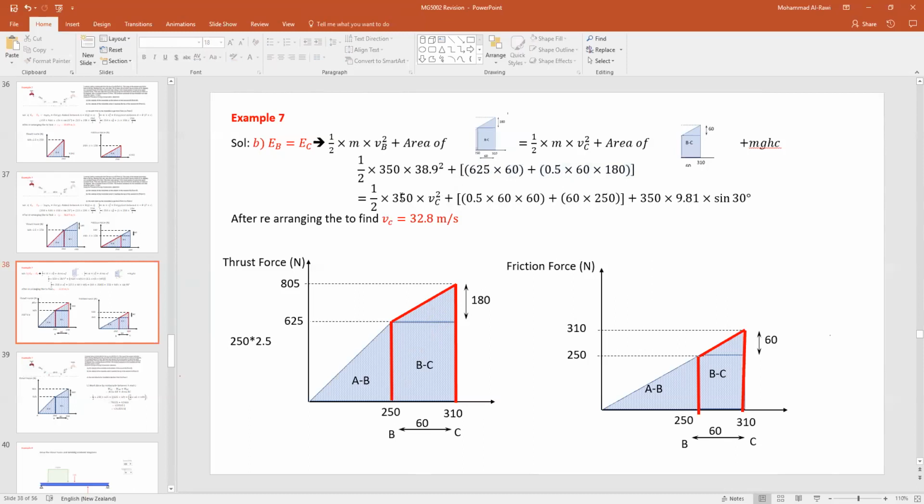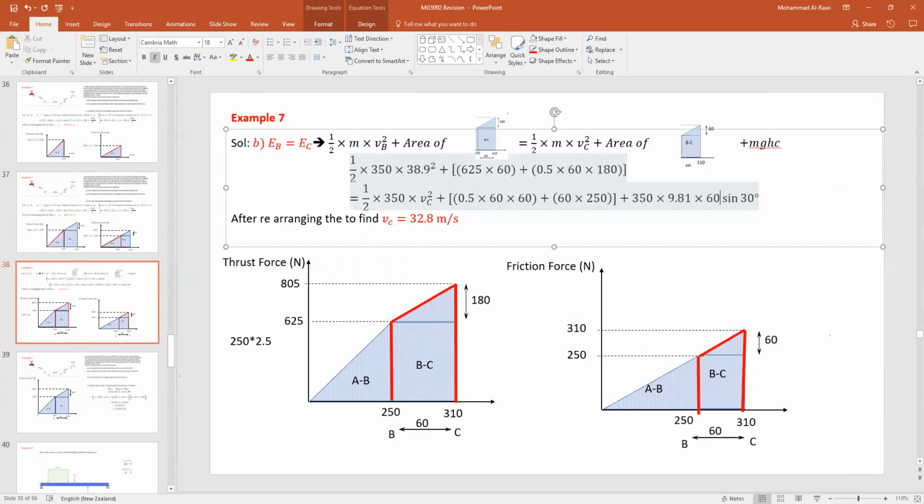At C, we have first kinetic energy. We're trying to find the velocity at C. And we do have potential energy, 350 mgh. So what was that distance? It's 60 sine 30 degrees. So mass, and that's multiplied by that. You get the values for it.